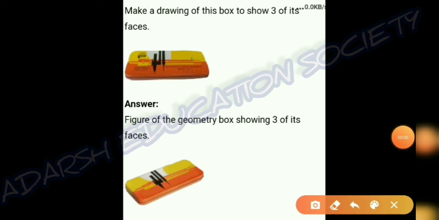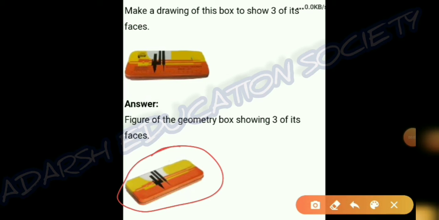Next question, make a drawing of this box to show three of its faces. Children, here they give us the picture of a geometry compass box. We have to draw the compass box showing its three faces. Here in this picture they give us three faces of this compass box. You have to draw a picture like this. Okay?